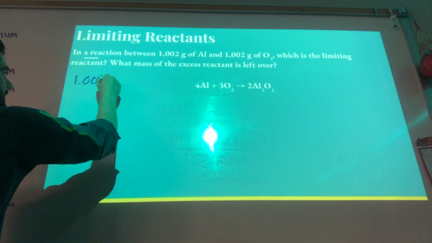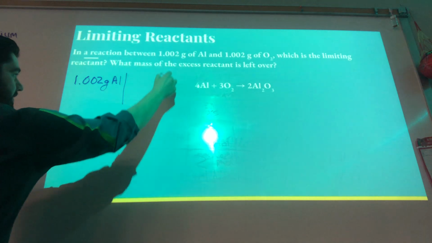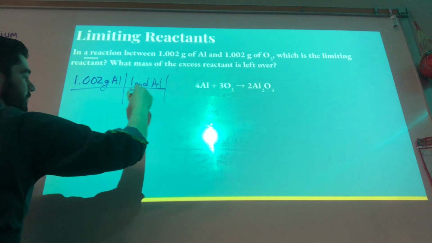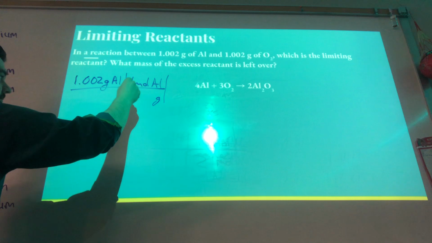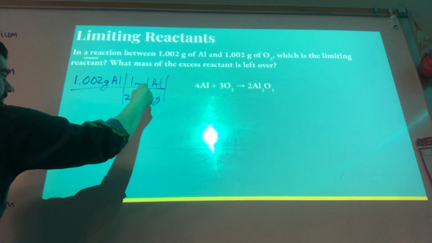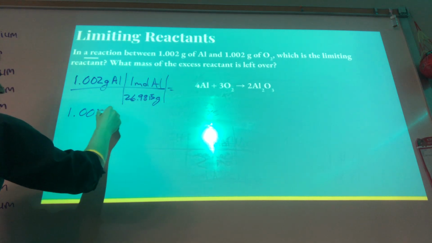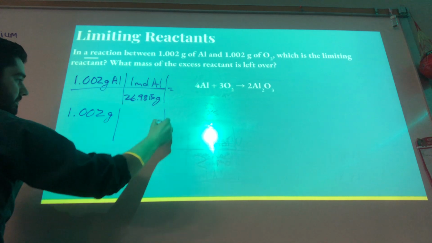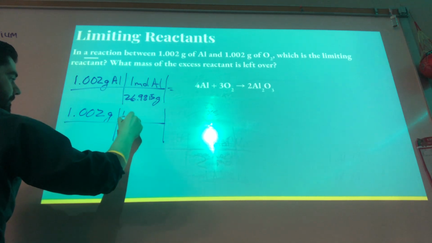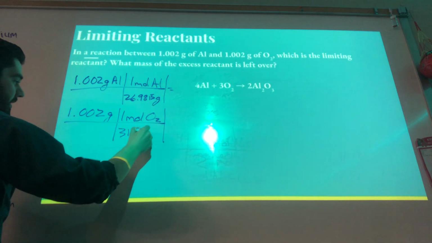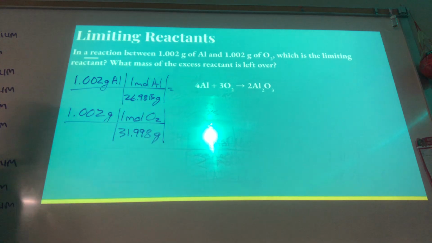Divide by molar mass. What's the molar mass of aluminum? 26.9815. What about oxygen? 15.99. That is one atom of oxygen. It's 31.998 because it's O2. So you have to multiply by 2? Yes, because the mass doubles when you have two atoms.